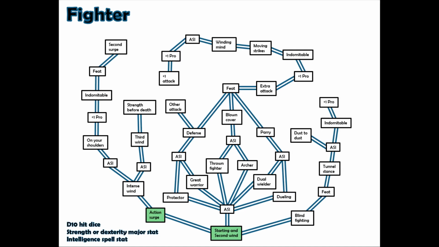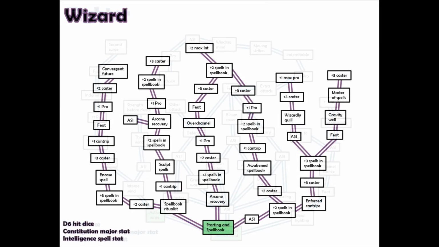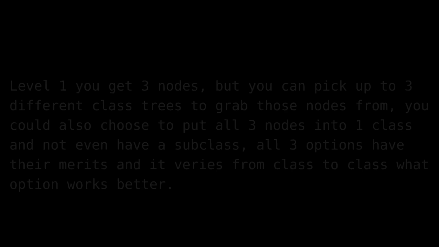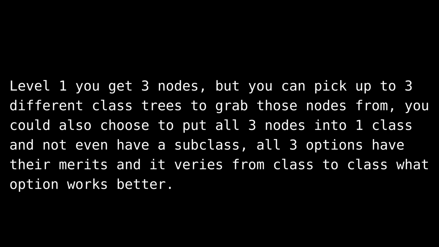Let's grab this node here as my second, and for my third node, I'm going to pull up a different class tree, the wizard, and take the starting node from the wizard class as my third node for level 1. I'm allowed to do this because at level 1, you can pick from up to 3 different class trees for those 3 nodes you take. The first node you take determines your main class, but if you take other classes during this time, those classes will be referred to as your subclasses.